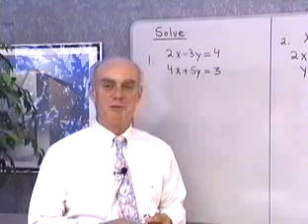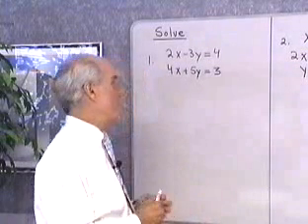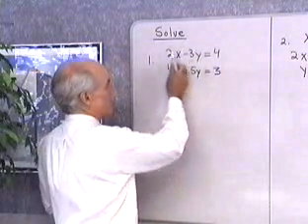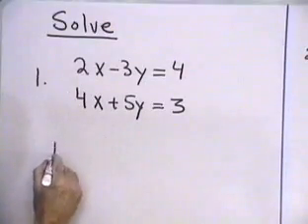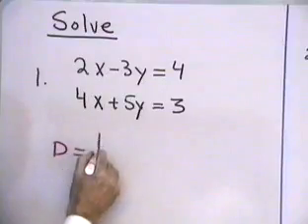Solve some systems of equations by using what's called Cramer's rule. So here's a system of equations that I've solved previously. What I want to do is solve it by Cramer's rule. Now, Cramer's rule requires that you form some determinants.